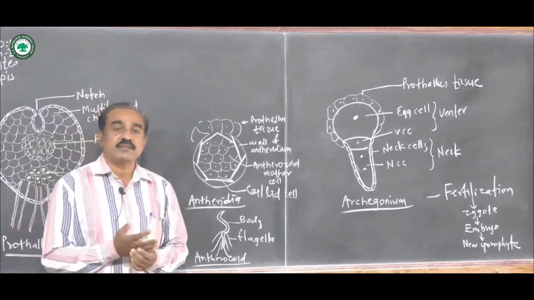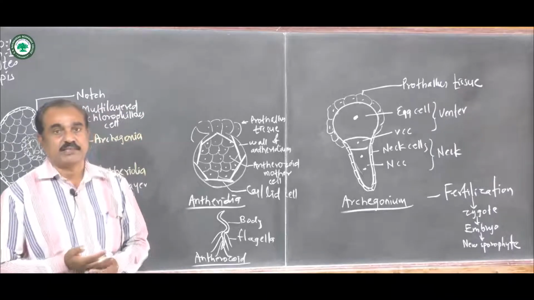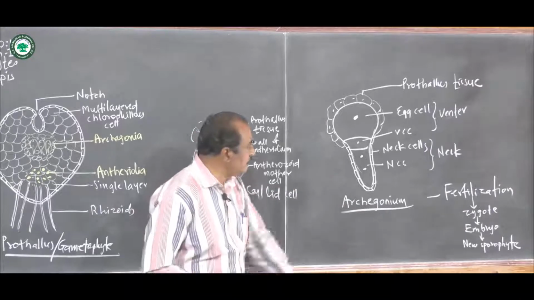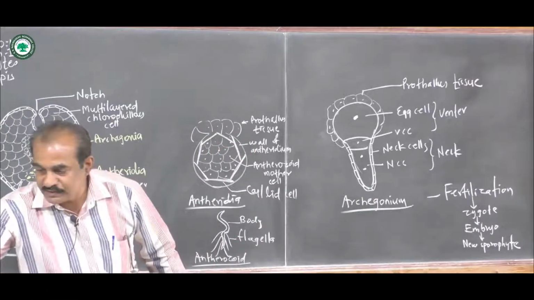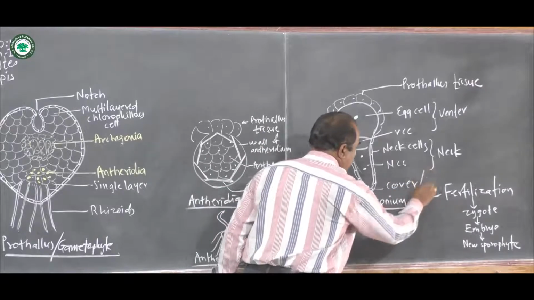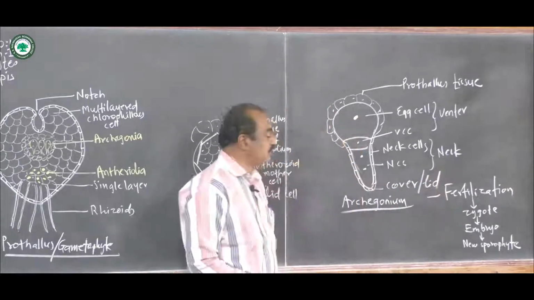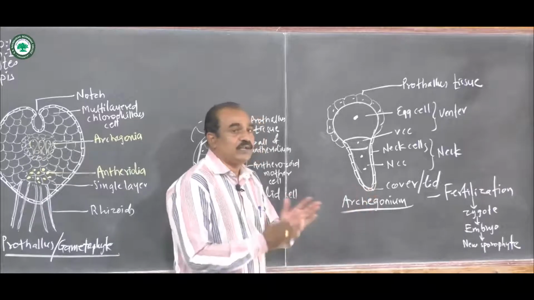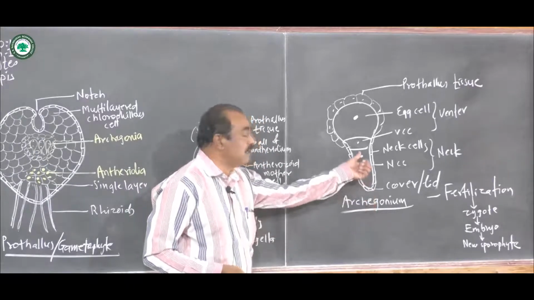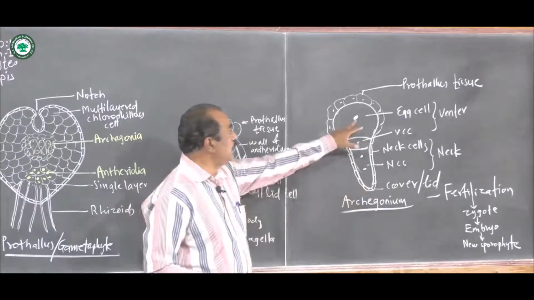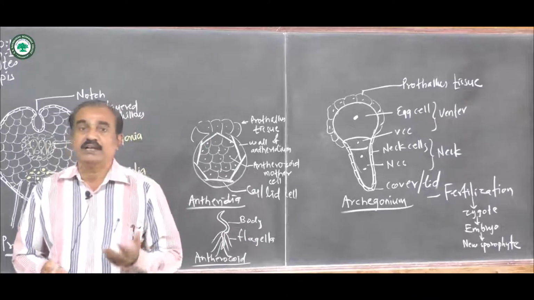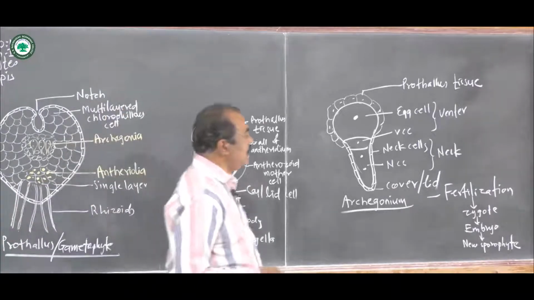This mucilaginous structure is strongly hydrophilic in nature, and it absorbs a very large amount of water, which exerts a pressure on this cover or lid cell. So these are the cover or lid cells. Because of this pressure, the cover or lid cells get opened, and the anthrozoids which come here enter the neck, and from the neck they finally reach the egg, and there is a union or fertilization of the egg, and there is the formation of a zygote.